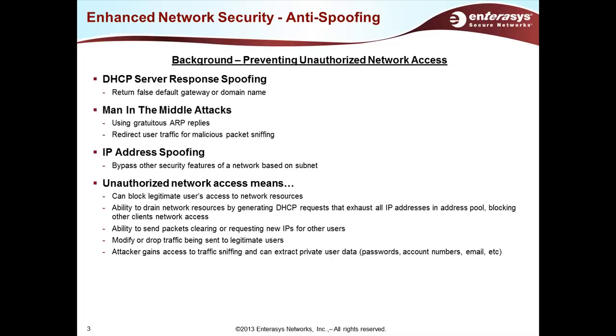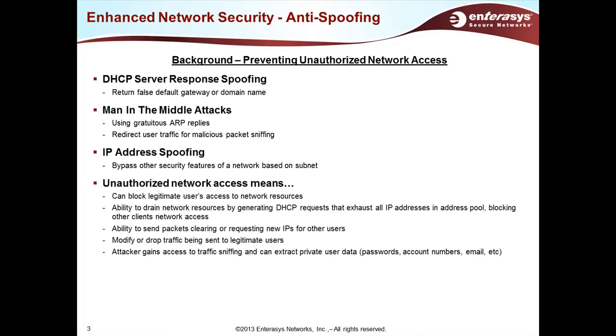Man-in-the-middle attacks can take advantage of ARP, allowing a hacker to redirect user traffic through his own device to and from the default gateway, such that the hacker is able to spy on the private information being sent from the user without either the user or gateway knowing. A malicious user can spoof an innocent user's IP address, allowing the malicious user to bypass other possible security features of a network that are based on a user's subnet.